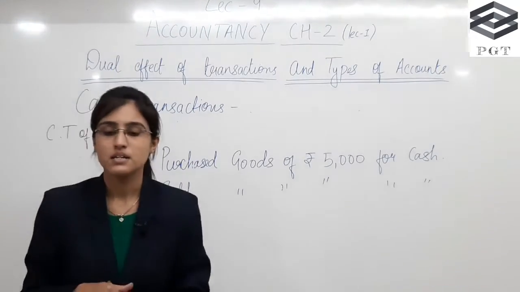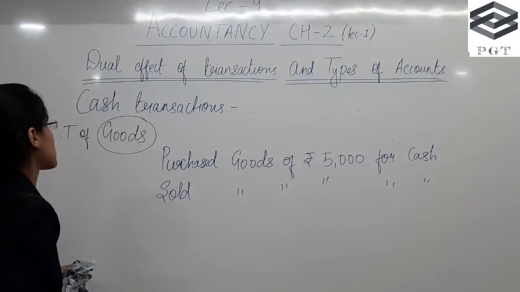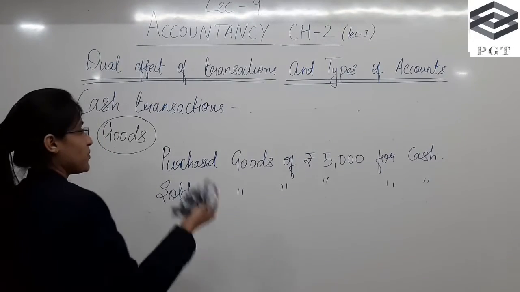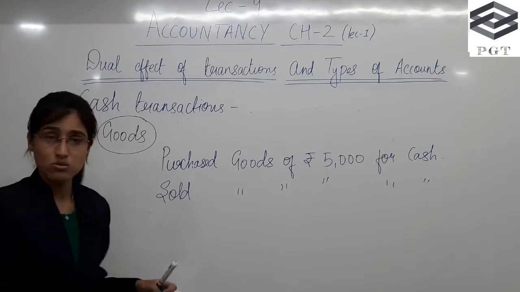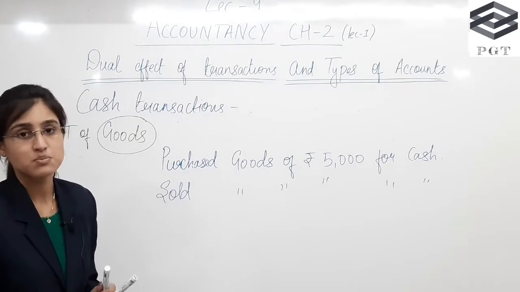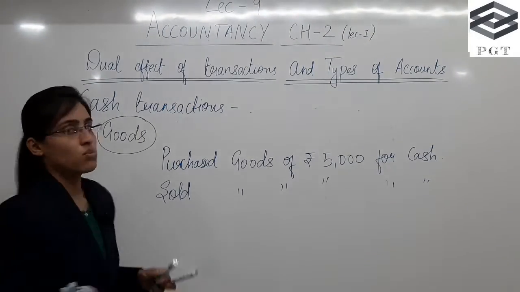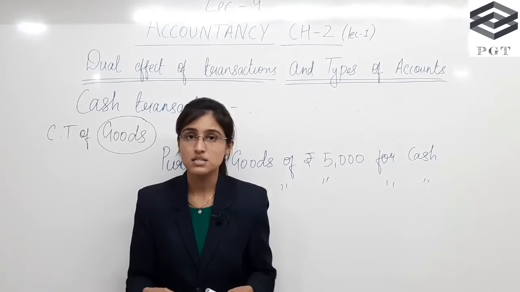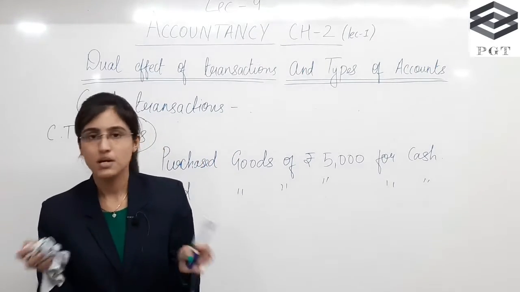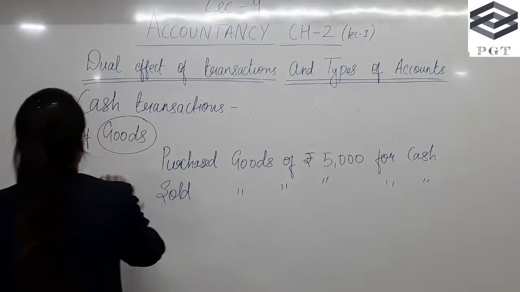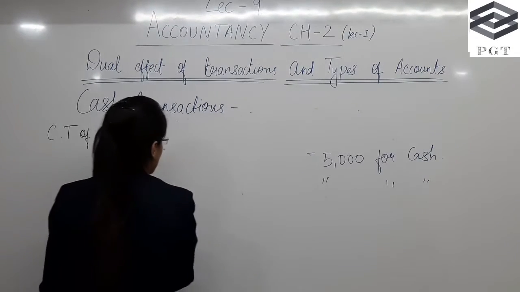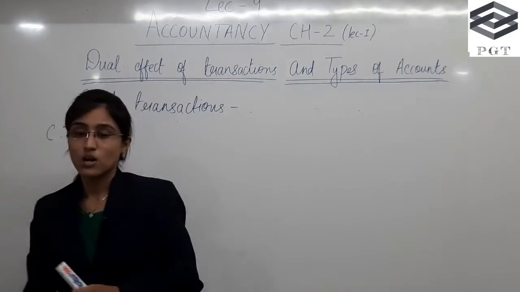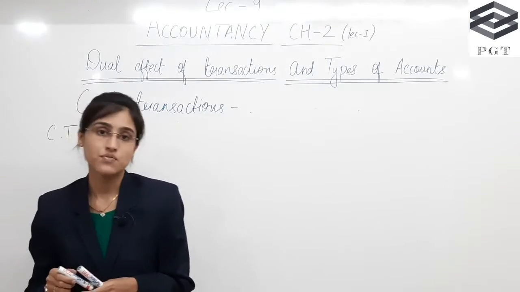The third category is the cash transaction of service. Yes? I hope you were able to understand this, and you can also revise this concept which is given in your textbook. Examples are given. You will watch this lecture and then if you take your textbook and try to understand, definitely it will be clear. All right? Okay. Fine. So now cash transaction of service.